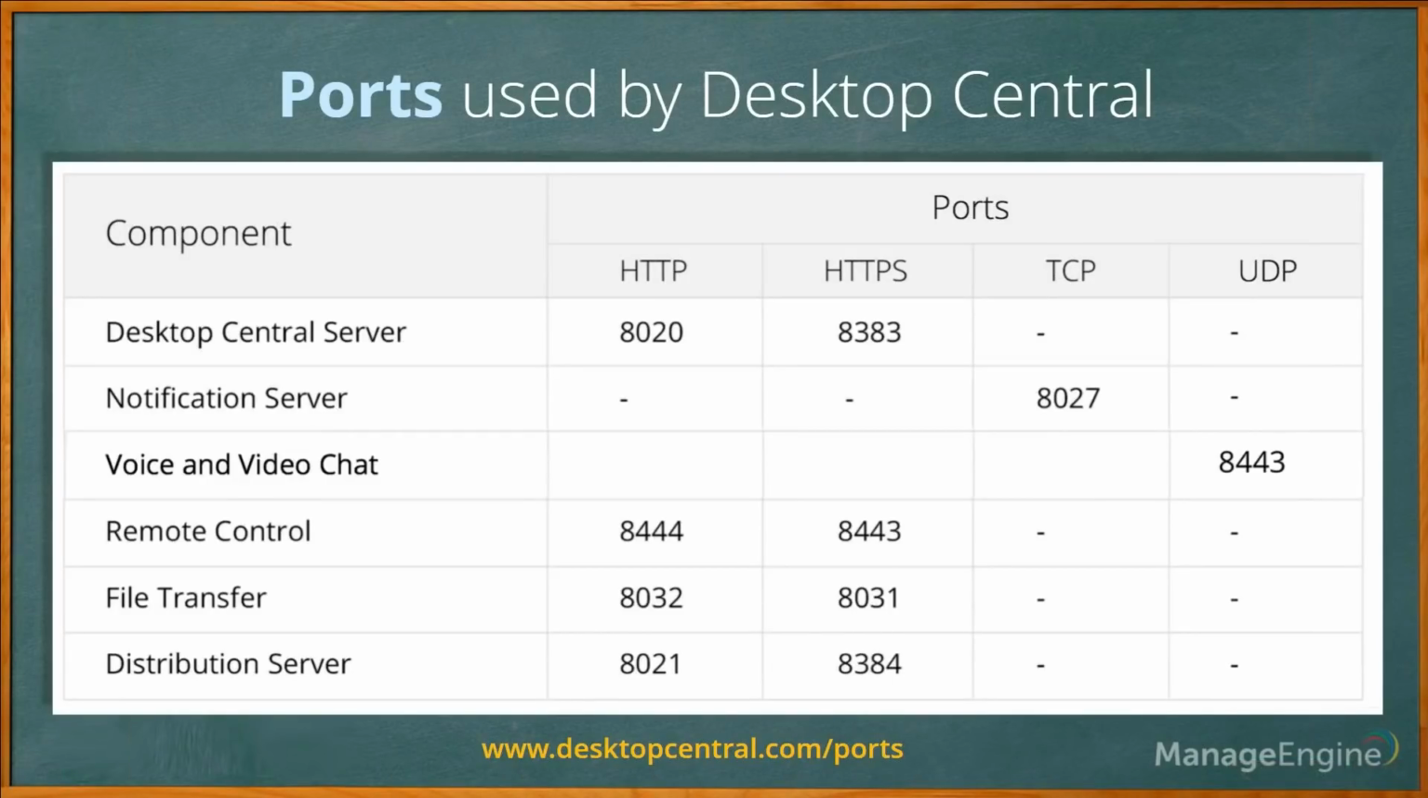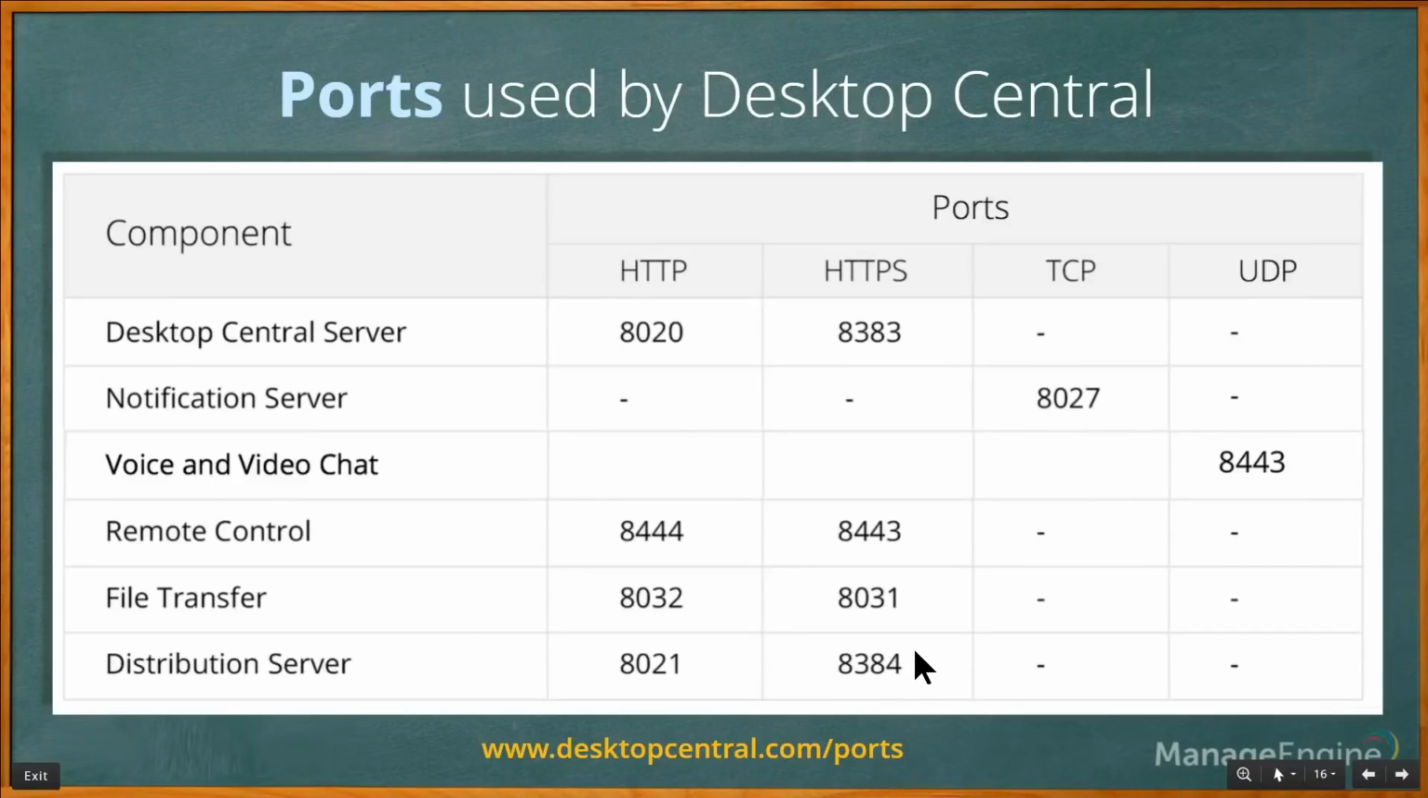Let's look at the ports used by the Desktop Central. Now, the Desktop Central server uses 8020, which is an HTTP port for communication, and 8383 for HTTPS type of communication. And the notification server, which is running parallelly along with the central server, uses 8027 on TCP protocol. And the distribution servers, if you look at the bottom, use 8021 and 8384 for HTTPS communication.